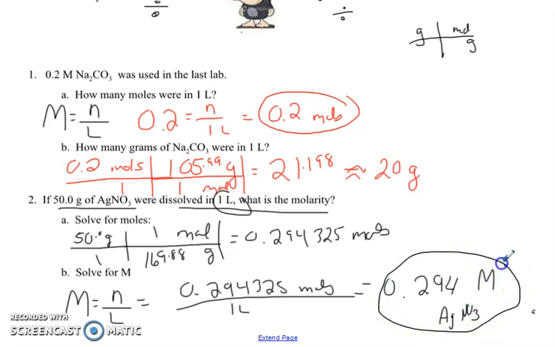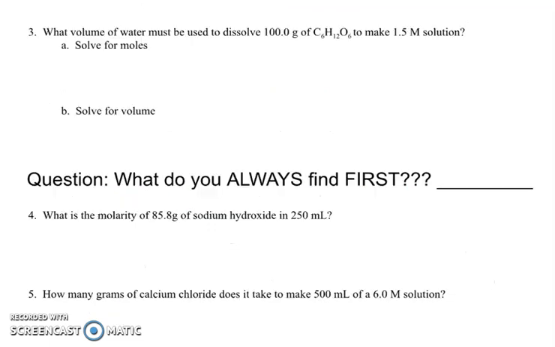Good. So make sure if you are struggling with that math, pause the video, work through those problems by yourself, and check your work. Okay, let's flip to page 6 now. We're going to solve for what volume of water must be used to dissolve 100 grams of C6H12O6 to make a 1.5 molar solution.